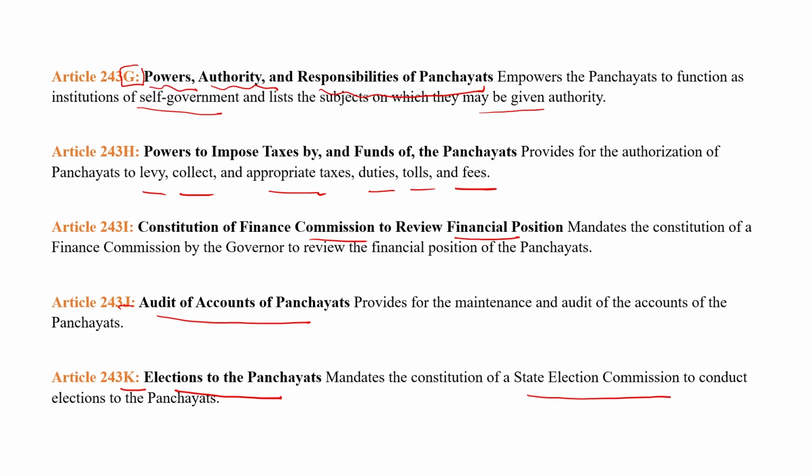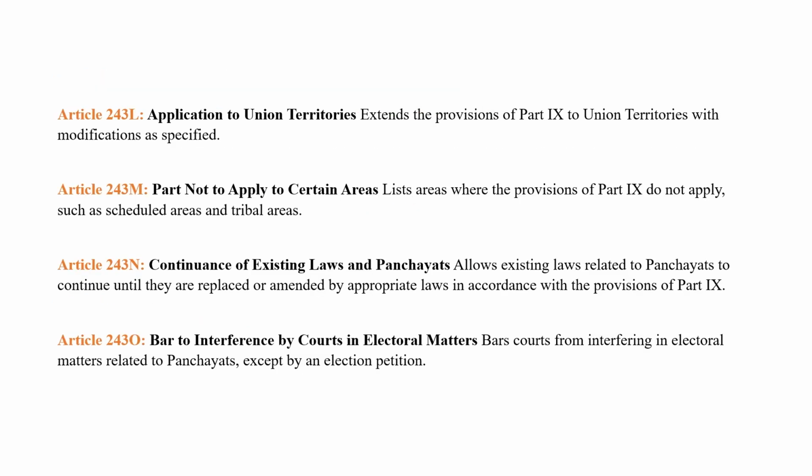Clear? So elections related to the Panchayati Raj system are directly dealt with by the particular State Election Commission. Article 243L, application to union territories, extends the provisions of Part 9 to union territories with modifications as specified. Rural panchayats can also be established in union territories with the modifications accordingly.